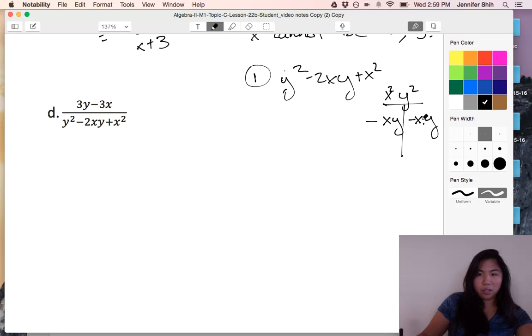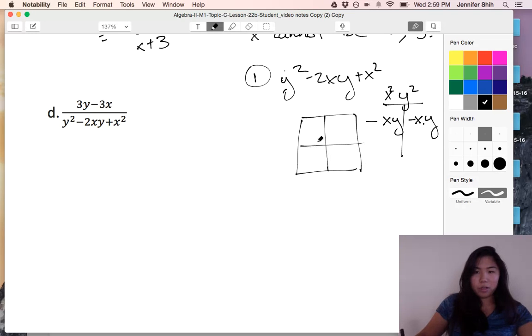Let's see. If I multiply these together, negative x times negative x is positive x squared. y times y is y squared. So they multiply correctly. These are factors. And if I add these together, I'm going to have a combined negative 2xy. So this may work. So now I'm going to do my reverse box method. y squared, negative xy, and negative xy. And I'm going to factor out everything that I know. Okay, I'm double checking to see if this works.